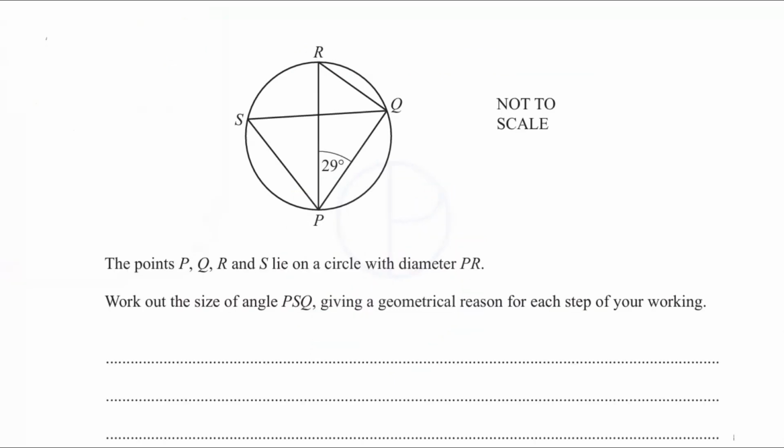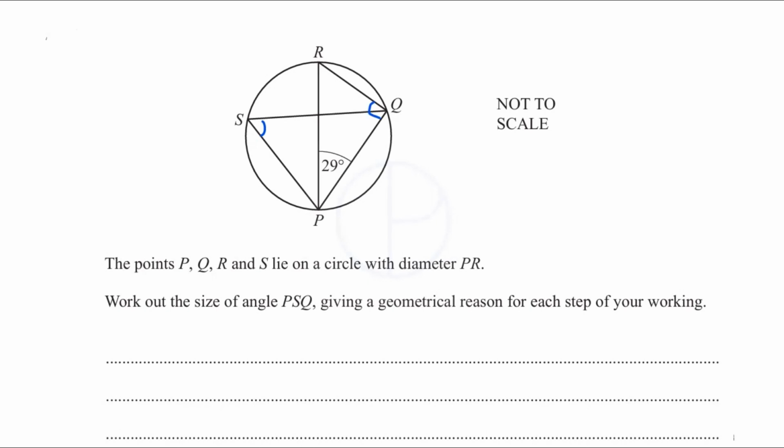Let's look into this example. The points P, Q, R and S lie on a circle with a diameter PR. Work out the size of the angle PSQ, giving a geometrical reason for each step of your working. Let's mark the angle at Q, which is 90 degree, because angle in a semicircle is 90 degree.